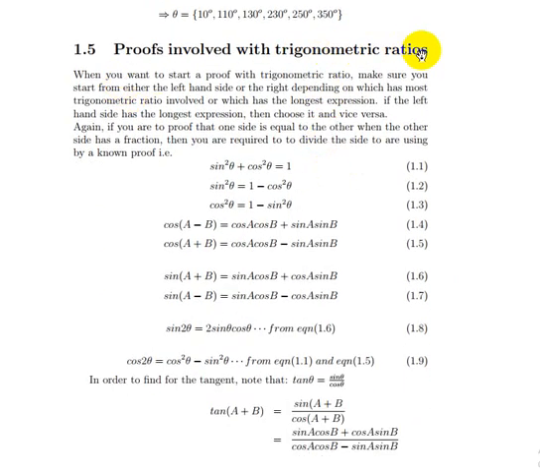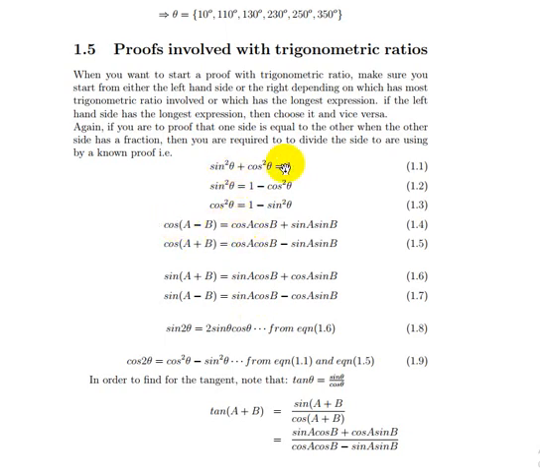Proofs involved with trigonometric ratios. So this is the next section. In this section, you should know how to prove the different trigonometric ratios. The first point, when you want to know how to prove trigonometric ratios, you must have memorized the initial proofs. These initial proofs are proofs that are by convention. We are using a triangle in order to prove this, but this is out of scope of our tutorial because we want this tutorial to be as simple as possible.